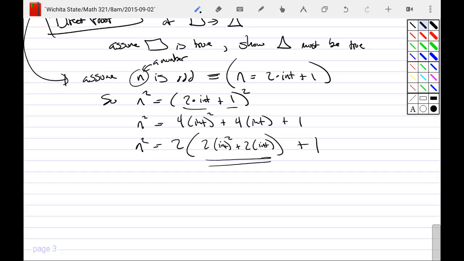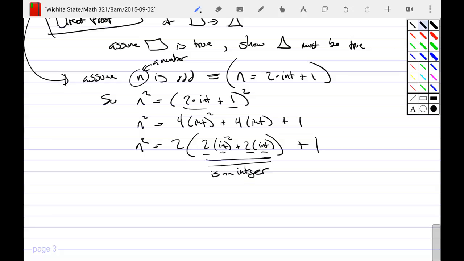What's an integer times an integer? An integer, by the closure property of integers. Right? When's the only time we'd have a problem? Division, right? Or subtraction if we didn't allow negatives. But is 2 an integer? Yes. So we've got integer, integer, integer, integer. Multiplication of integers is integers. Addition of integers is an integer. So that entire thing is.